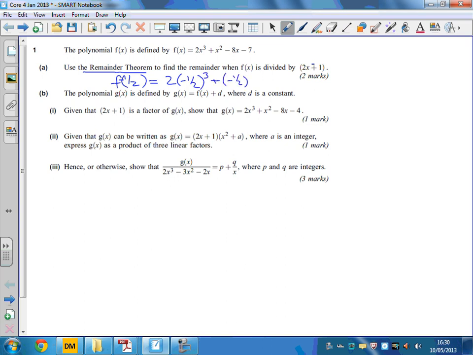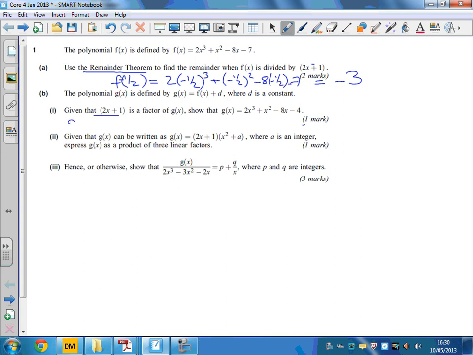And we're going to put that into the equation. Minus a half squared. Write it all out. It's only going to take us a second. And work it all out, and we find out the remainder is going to be minus 3. 2 marks for a bit of Core 1. Only 1 mark now to say, well, this one here is a factor of it.